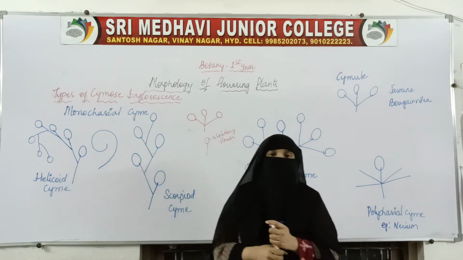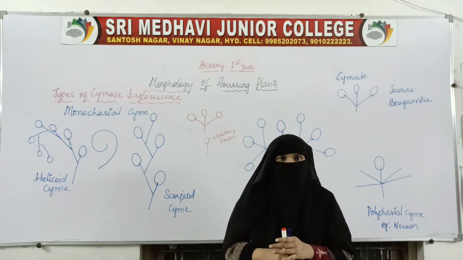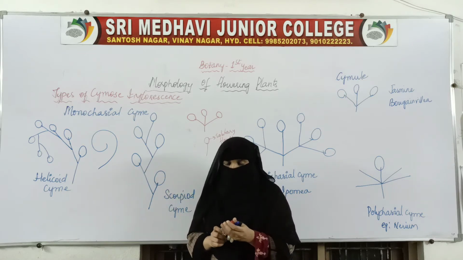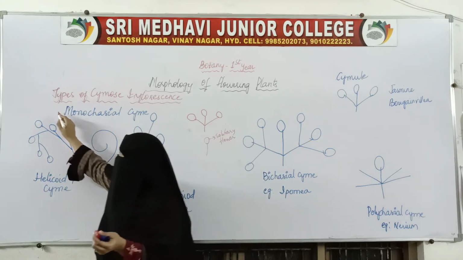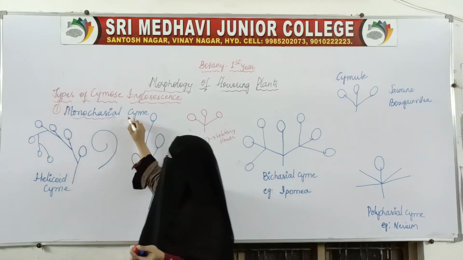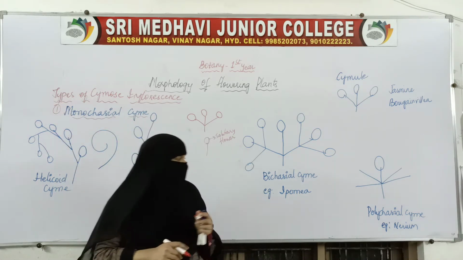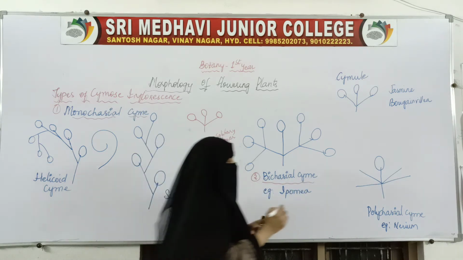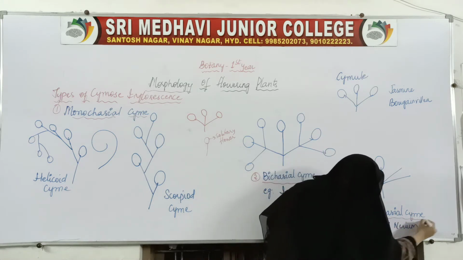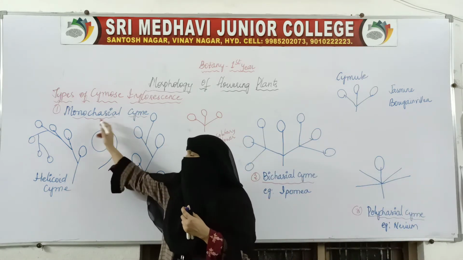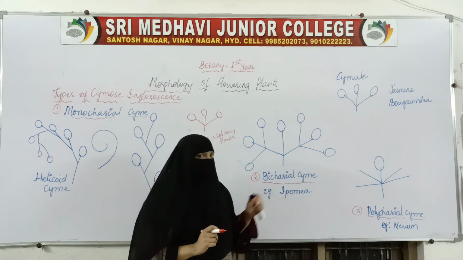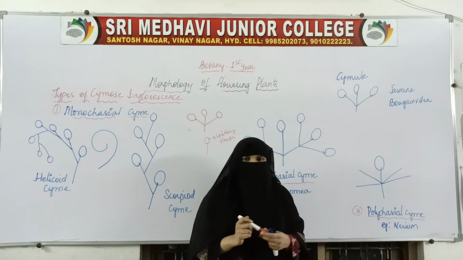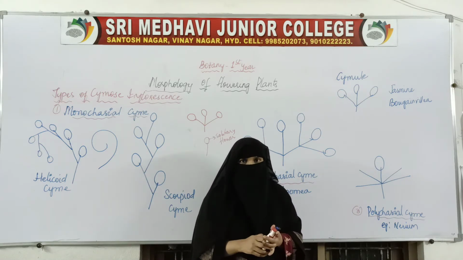Now coming to the different types of cymose inflorescence, we find three different types. The first is monochasial cyme, the second is dichasial cyme, and the third is polychasial cyme. These are the three different types of cymose inflorescence.